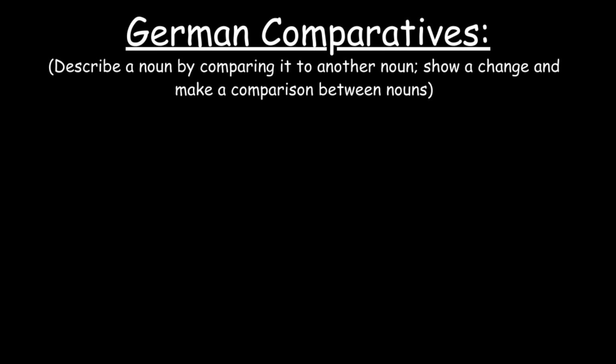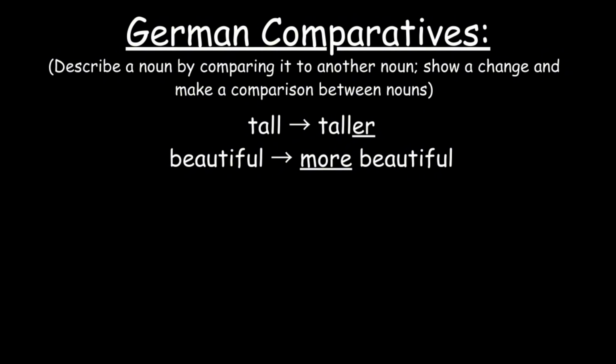Comparatives and superlatives in German are special adjectives that compare two or more ideas. Comparative adjectives describe a noun by comparing it to another noun. When we use comparatives, we show a change and make a comparison between nouns. In English, this concept corresponds to adding -er to adjectives or the word "more".